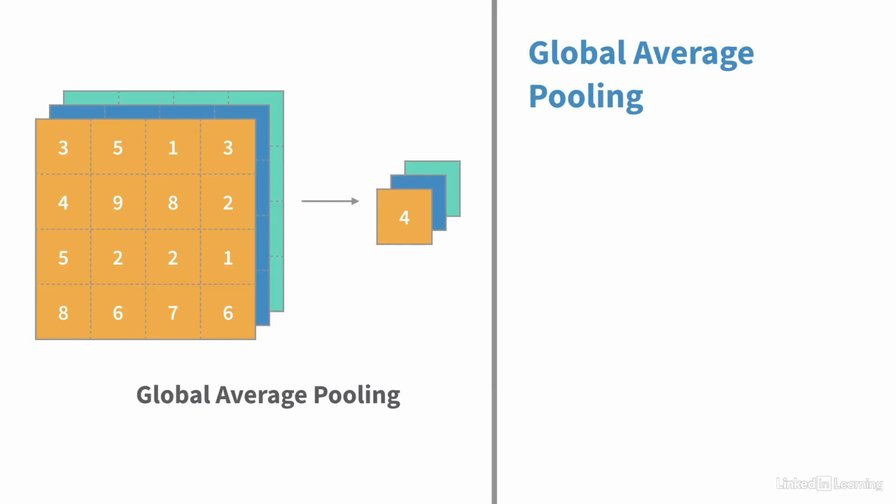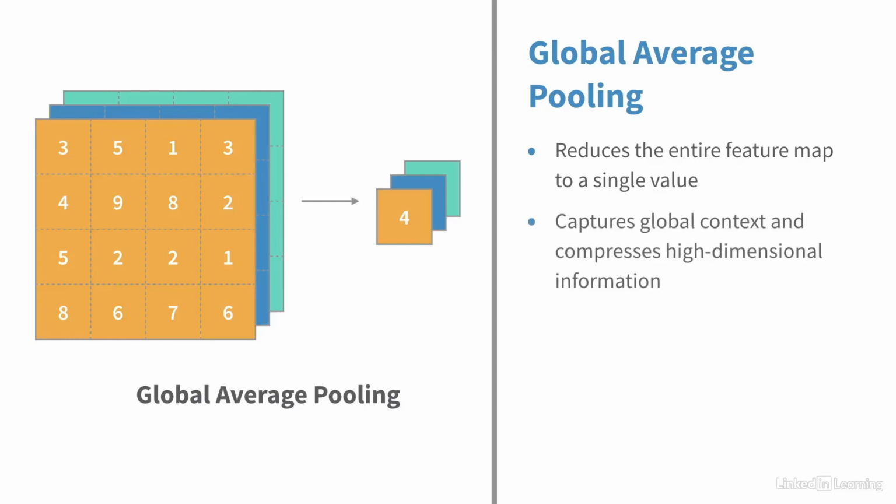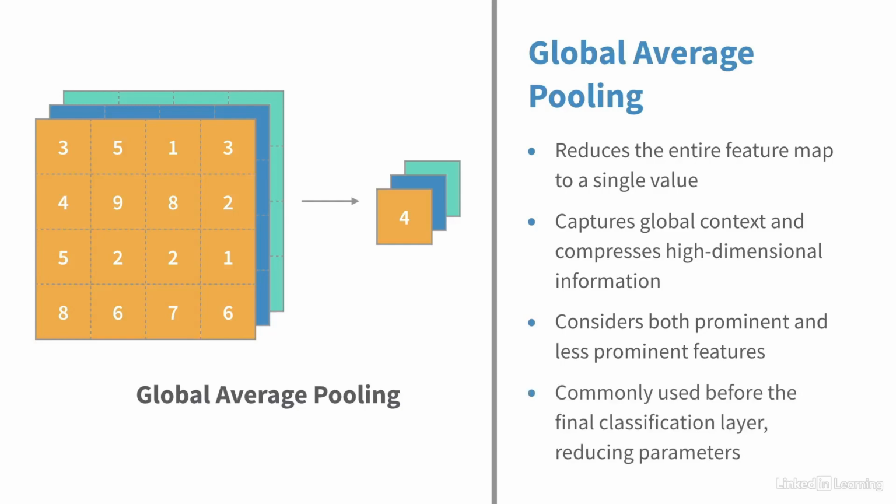Global average pooling is a technique used in CNN architectures to reduce the dimensions of a feature map down to a single value. It does this by calculating the average of all the values in a feature map. This technique is useful because it captures the global context of the input feature map and compresses high-dimensional information into a compact representation. Global average pooling considers both prominent and less prominent features, reflecting the general information in the feature map. It's commonly used before the final classification layer in CNN architectures, which replaces the need for fully connected layers and further reduces the number of parameters.